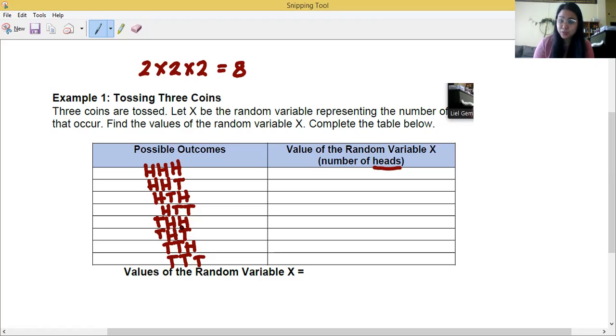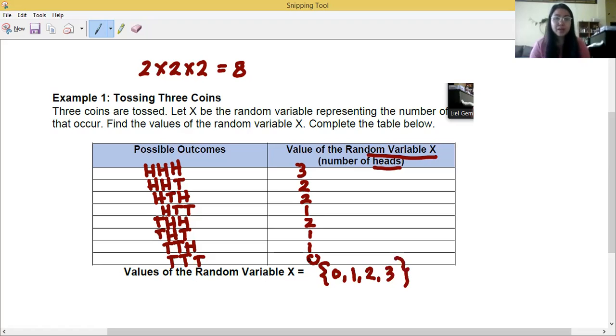Now, let's count. How many heads are there? In the first one, there are 3. In the second, 2. In the next 2. In the next 1, 2, 1, 1, and 0. You look at the second column. What are the possible values of your random variable X? Then it can be 0, 1, 2, or 3. So this is now our first output.